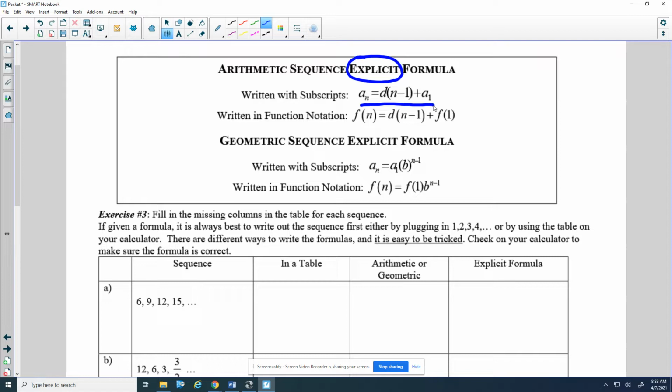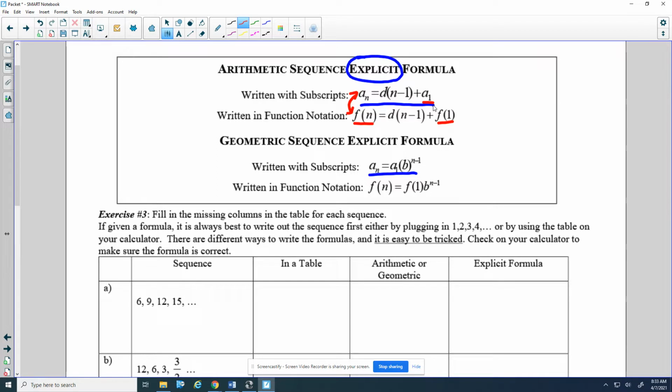So this one is just your basic function formula. So these are the 2 we did. And then if I wrote them with function notation with f of n versus a sub n, basically this would just be a different type of notation. Instead of calling this a sub 1, we would call it f of 1.